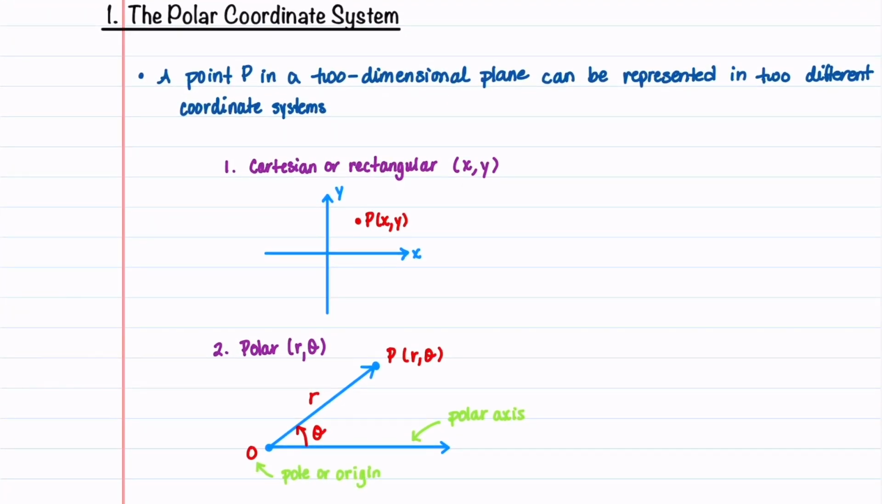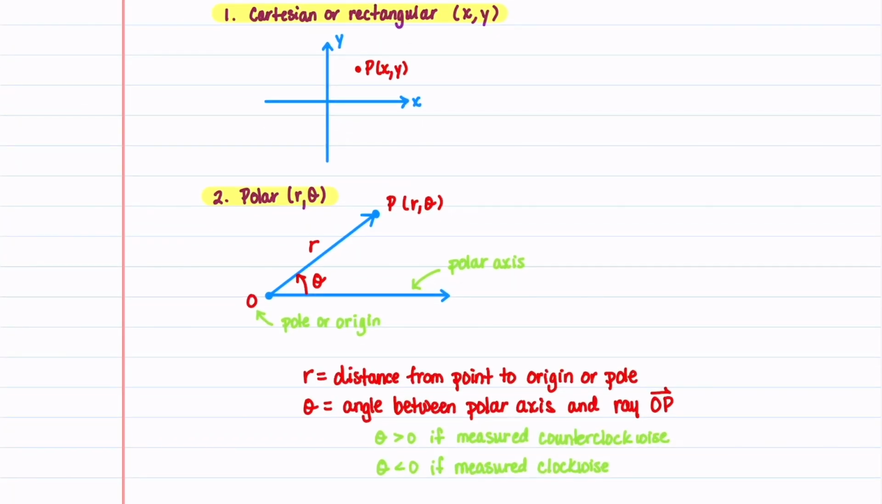We'll start by going over the basics of the polar coordinate system. Any point in a two-dimensional plane can be represented in a Cartesian or rectangular coordinate system or in a polar coordinate system. A point in polar coordinates is written in terms of r, the distance from a point to the origin or pole, and in terms of theta, the angle between the polar axis and the ray OP. Theta will be positive if it's measured counterclockwise, and it will be negative if it's measured clockwise.